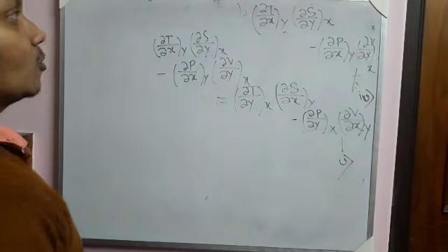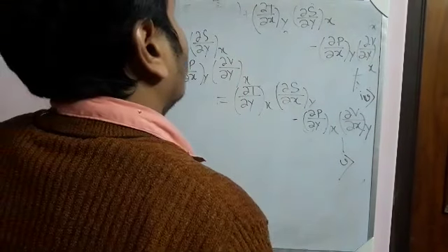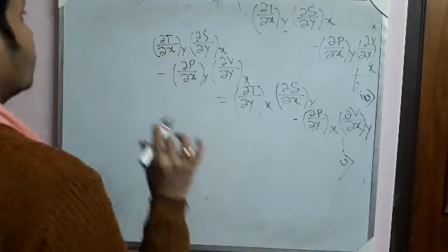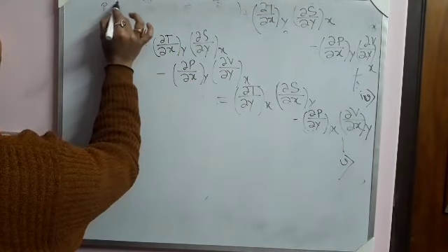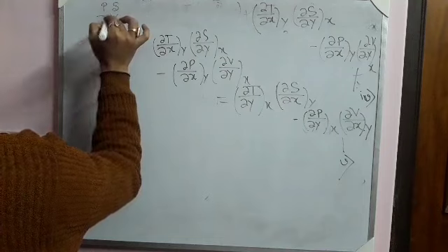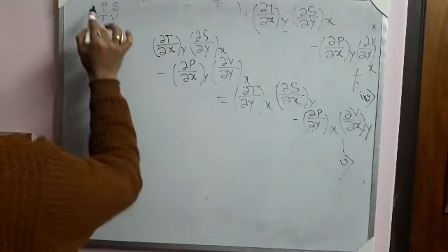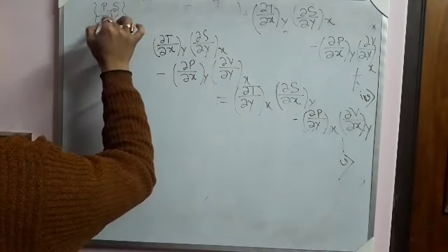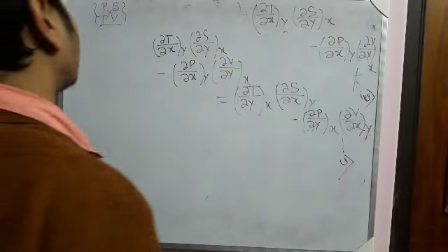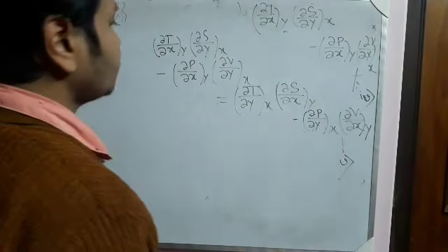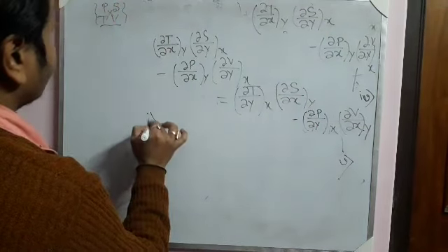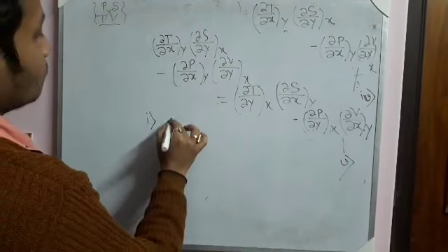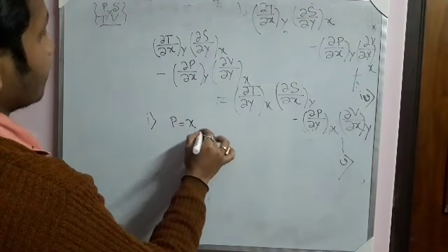Now there are four possibilities. If you write it, that is P, S, T, V. There are six possibilities: this pair, this pair, this pair, this pair, and the diagonal pairs. There are six combinations. So at first, if you take these two, P and T, you assume P as X and T as Y.